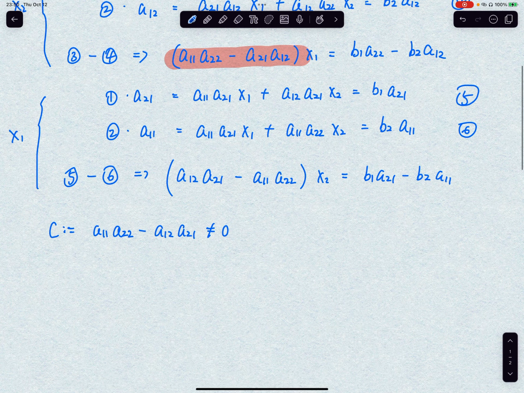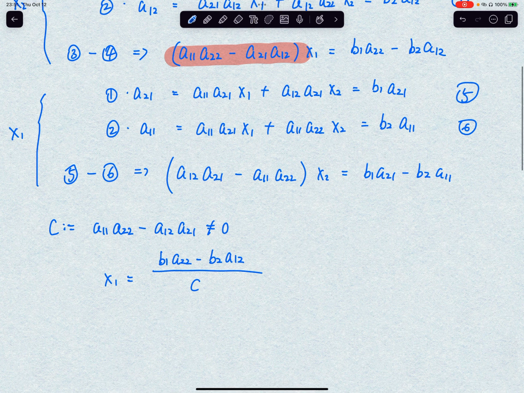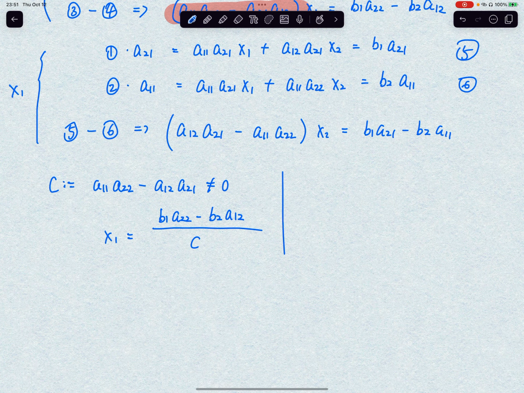So x1 therefore equals b1 a22 minus b2 a12 over C1. So that is C1, right? Since we have a representation. Okay, so now let us calculate for the solution of x2.